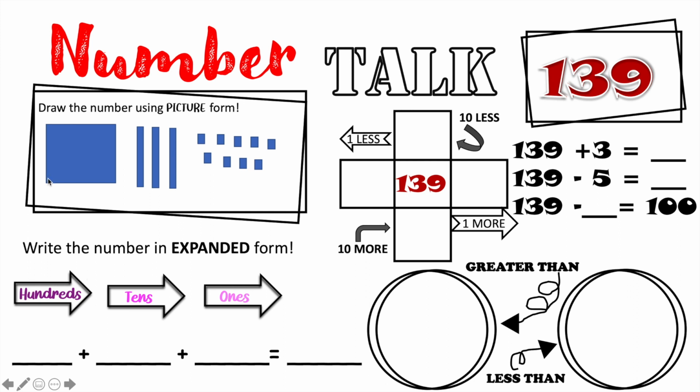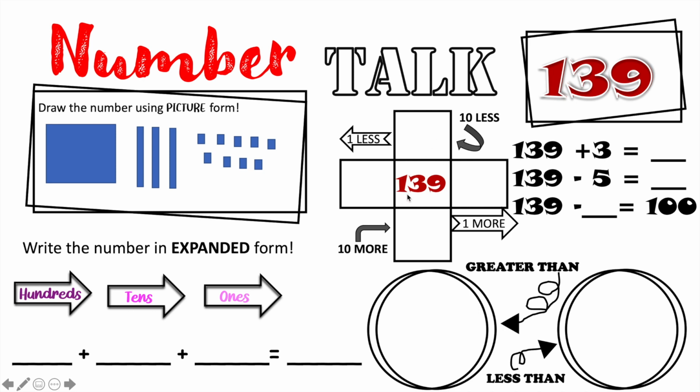Remember, we use a big flat or a square to represent the groups of 100. This right here is 100. It is made up of 10 tens. So 100 means one group of 100. Then we have the tens place, which is 3, which means 3 groups of 10. And we have 9 ones. 1, 2, 3, 4, 5, 6, 7, 8, 9. 9 ones. 139.